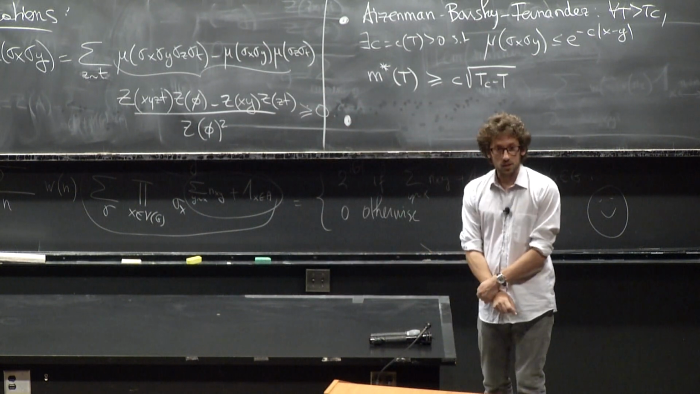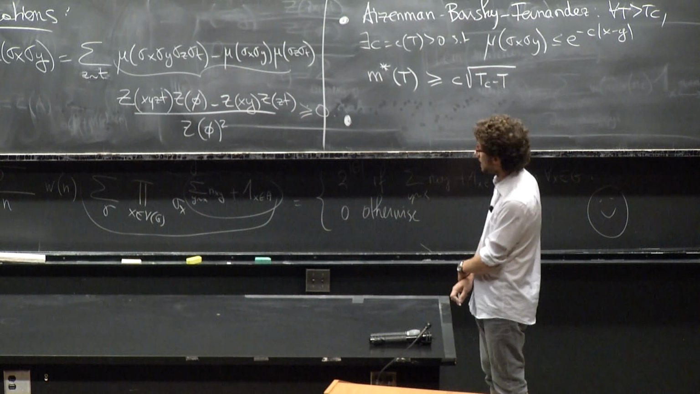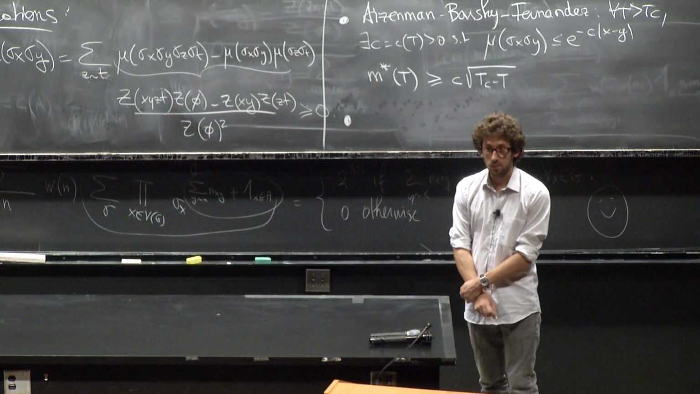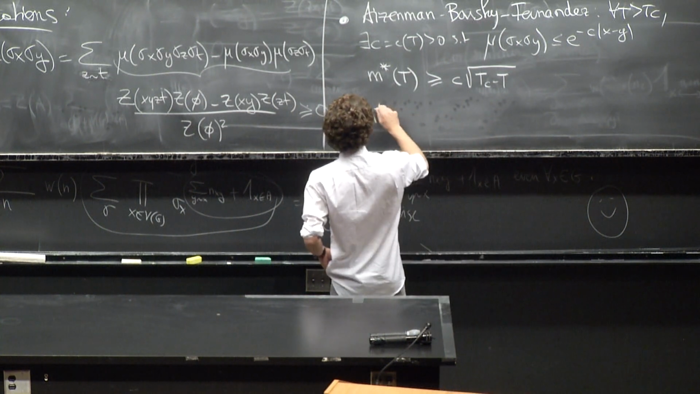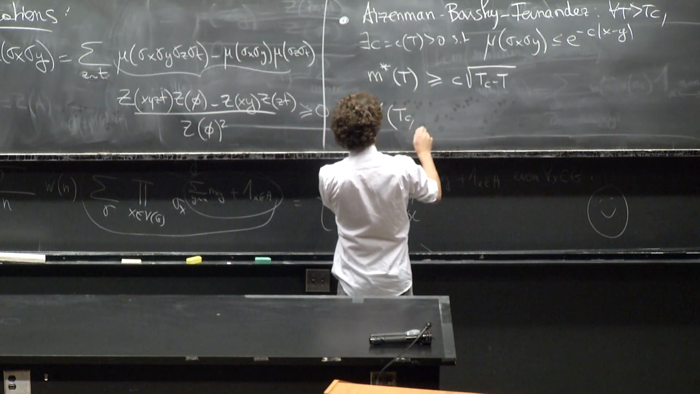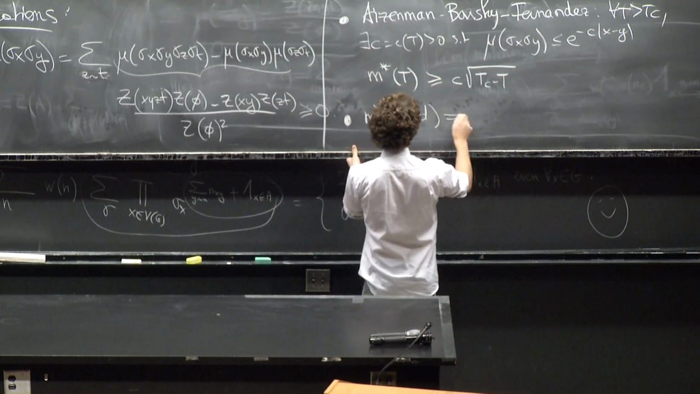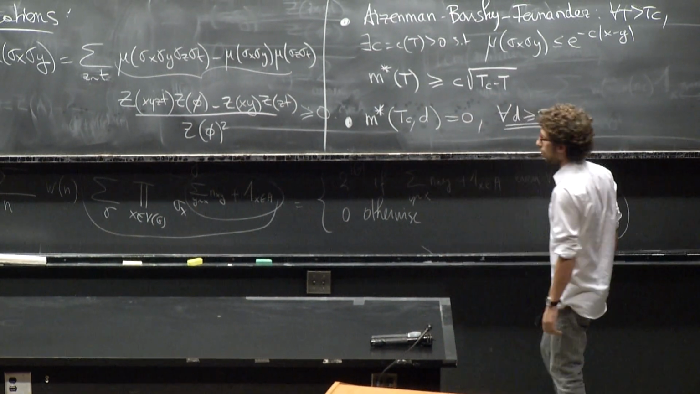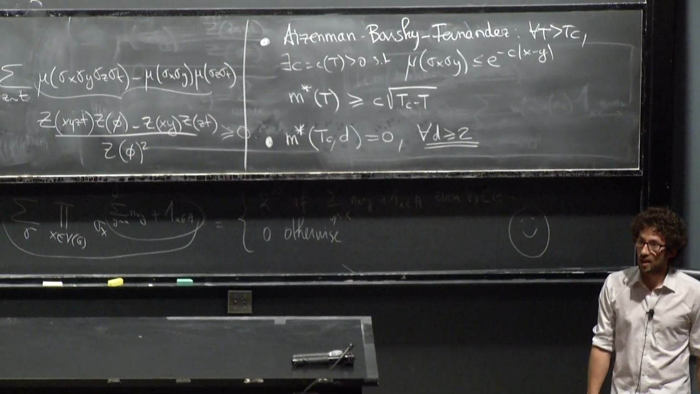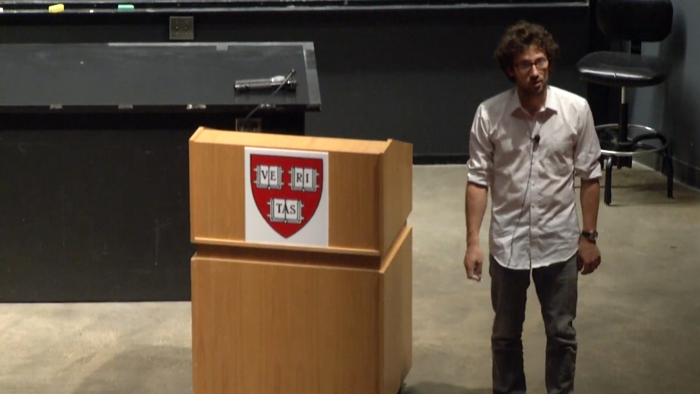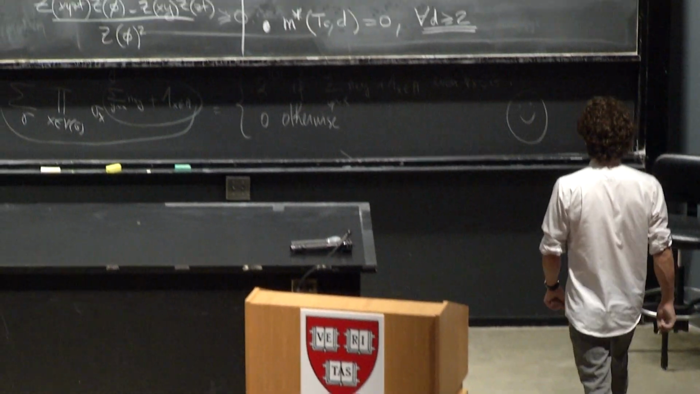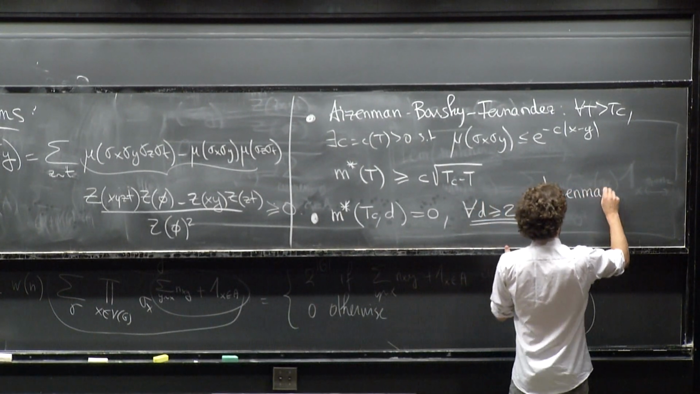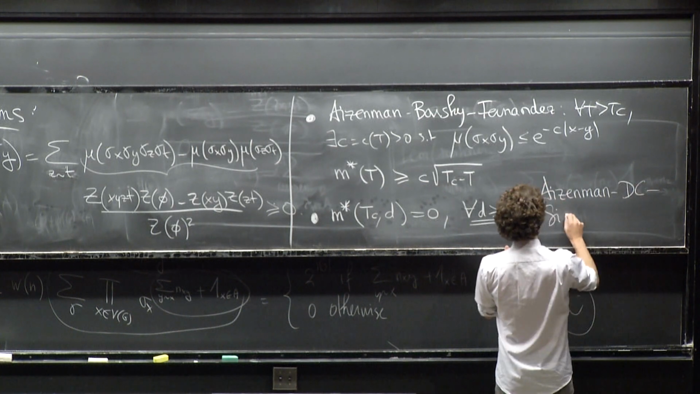Good. Let me tell you another application of this, which is exactly what I was mentioning: the phase transition is continuous in dimensions 3 and more. So the magnetization at Tc in dimension d is always equal to 0 for any d larger or equal to 2. So you always have a continuous phase transition, and in particular, in dimension 3, the phase transition is continuous. This was a result by Aizenman, myself, and Sidoravicius.